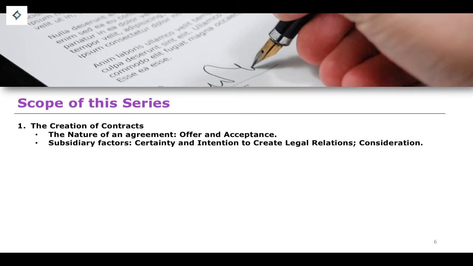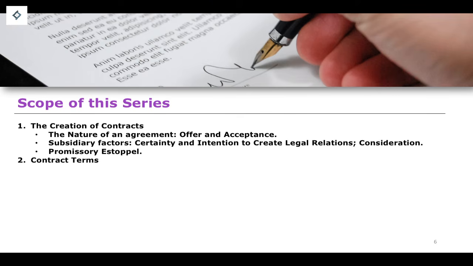Subsidiary not implying that they are less important, but just implying that they are not part of the enshrined part of an agreement, for example. So we're going to talk about certainty, intention to create legal relations, and consideration. We'll then also finish this little first topic on the idea of promissory estoppel.